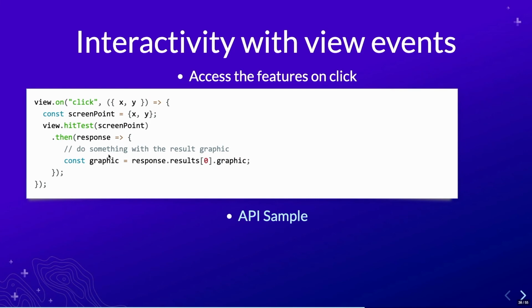This is one of the cases where you might want to do something like that. For interactivity with the view event, maybe I want to do a view on click. I can get those XY coordinates, which are going to be the screen points. These are not map points. I do a hitTest on the view for those screen points to find out if there are any features there. Then I get the response back and do something with the graphics. So I get my graphic back from the response. It's important to note here that response.results is going to be for every layer, so you're going to get the topmost graphic from each layer on the map. Right now, let's look at a quick sample for that.